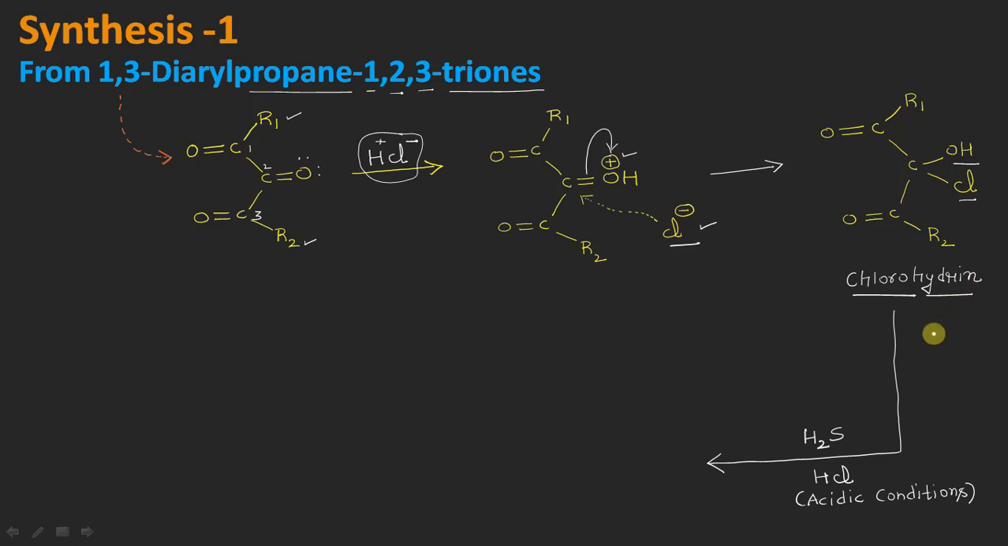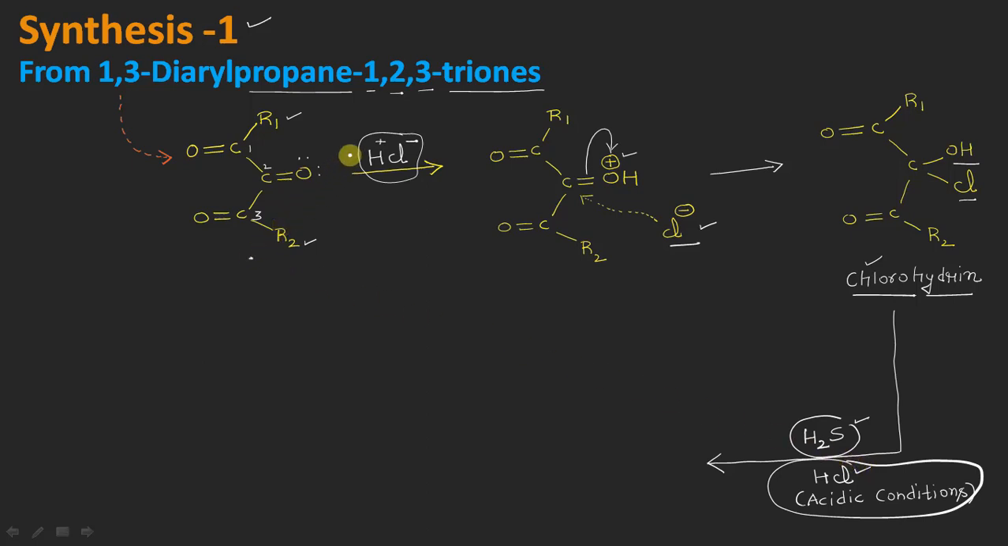And after that, the second reagent of this very first synthesis reaction is, you can see here, the H2S gas in presence of acidic conditions, right? But before discussing the fate of this chlorohydrin molecule upon reaction with this H2S and HCl, let us first of all talk about the regioselectivity in our first step.